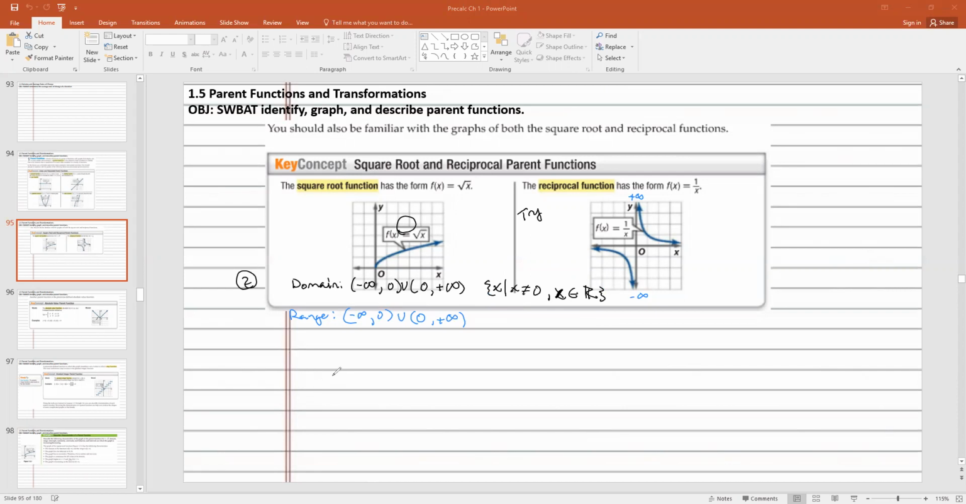And then what else do we have to do? We have to find domain, range, intercepts. Intercepts are the x and y intercept. Is it crossing the x-axis? None.